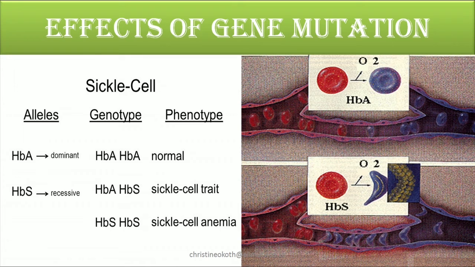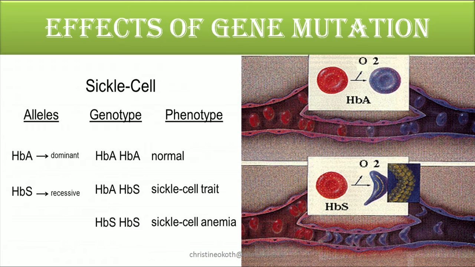If HBA and HBS combine, it will have a phenotype known as the sickle cell trait. You cannot tell by looking at this person, but the genetic makeup shows that there is a defect in the red blood cell. Then lastly, we have HBS and HBS. This shows that all this person's red blood cells are defective, and we say this person is sickle cell anemic.